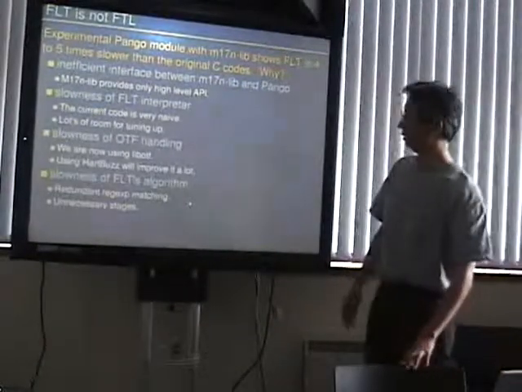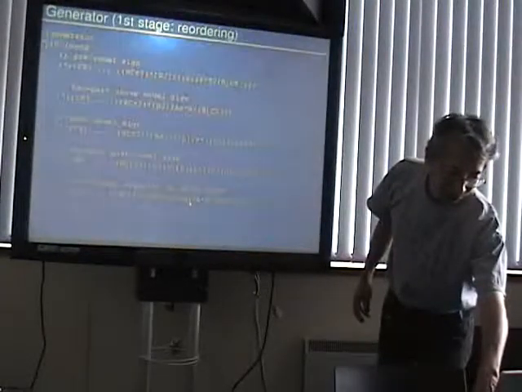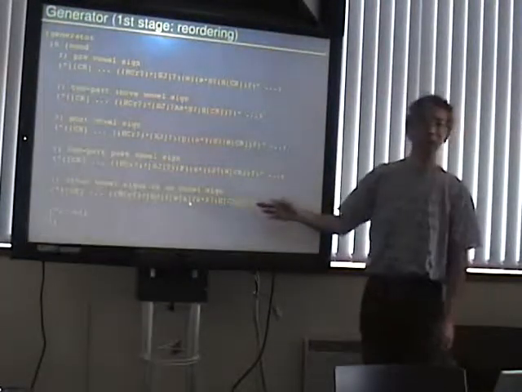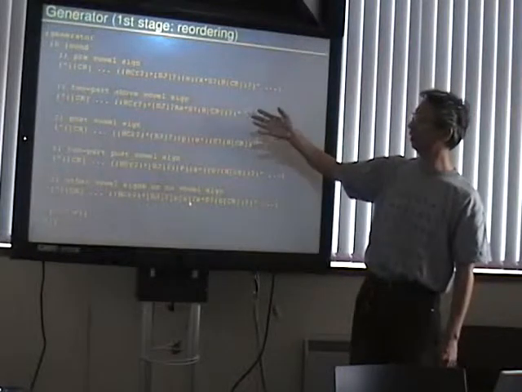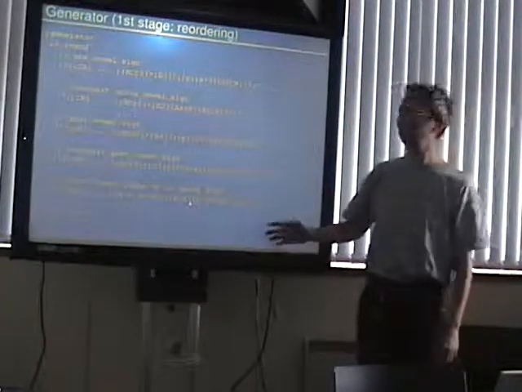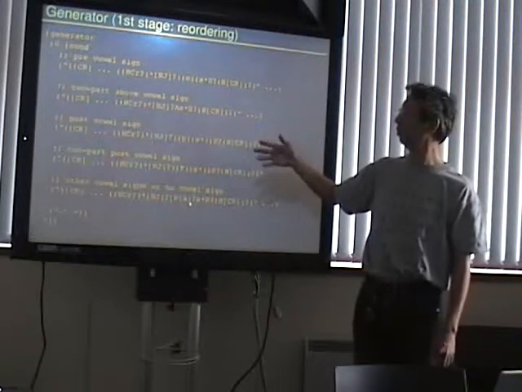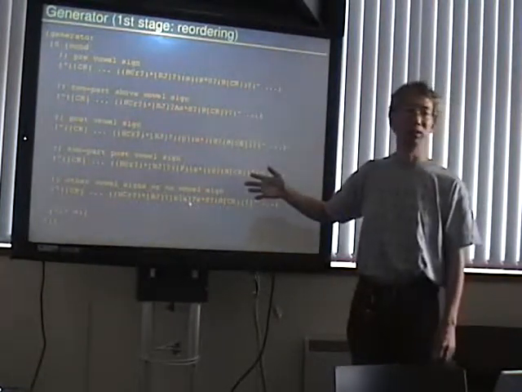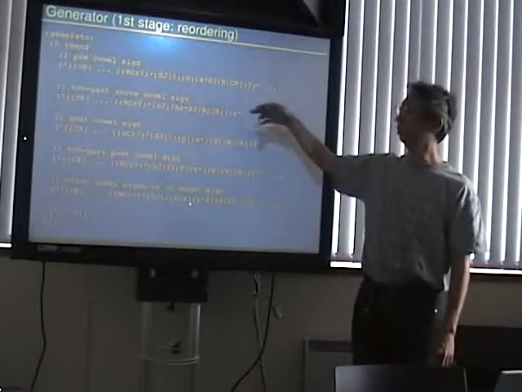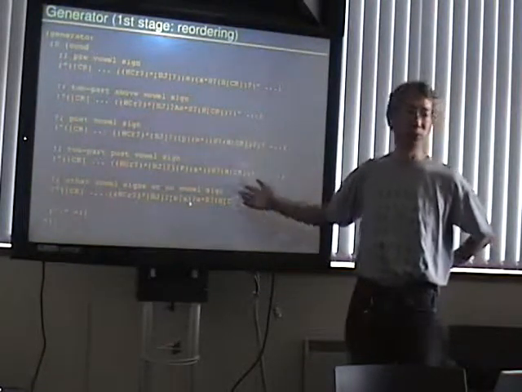And the last one is the slowness of FLT's algorithm itself. This one I showed you. For instance, this code is very slow by its nature. It does similar regular expression matching many times. So it may be possible to convert it to more rapid code automatically, or we can make a special syntax for readability and speed both.